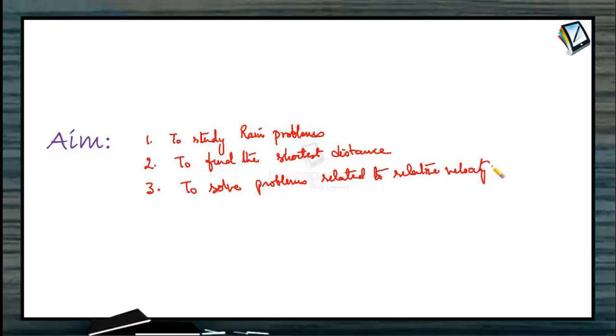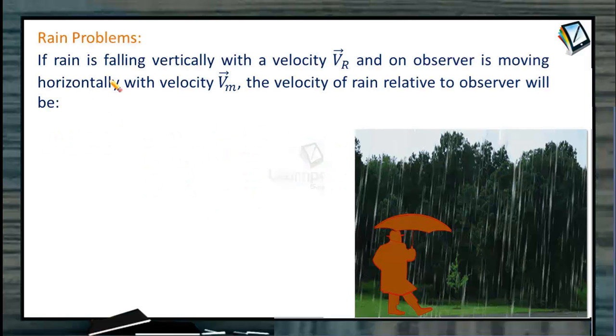Okay, so we will be studying here some rain problems, how to solve when the man starts walking in the rain, also to find the shortest distance and to solve problems related to relative velocity. Let us first look into the rain problems. If rain is falling vertically with a velocity Vr and an observer is moving horizontally with a velocity Vm, the velocity of rain relative to the observer we need to calculate.